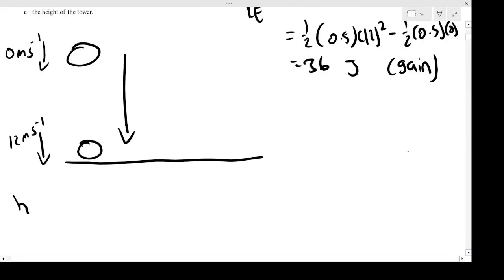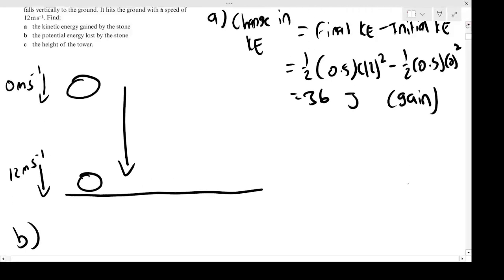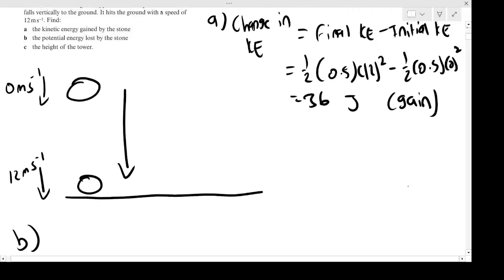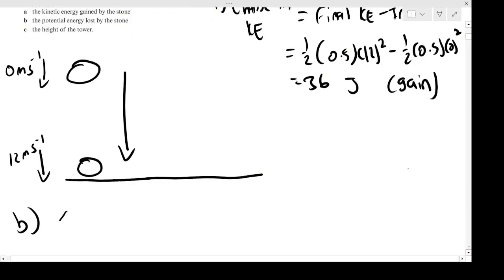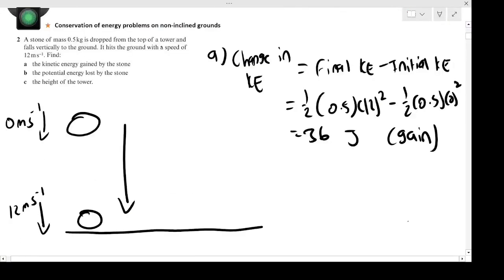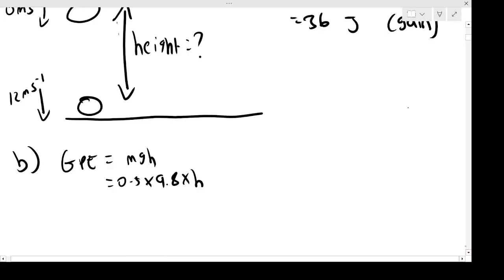Then in part B, it's asking for the potential energy now, which is gravitational potential energy loss. So we know that GPE is mgh. Well, we know the mass is 0.5. We know that g we take to be 9.8, just a number. Then h, the height, that's the vertical height. Well, this is the height it falls, right? That's what we want. But we don't have that. We don't have how far down it fell. So what can we do?